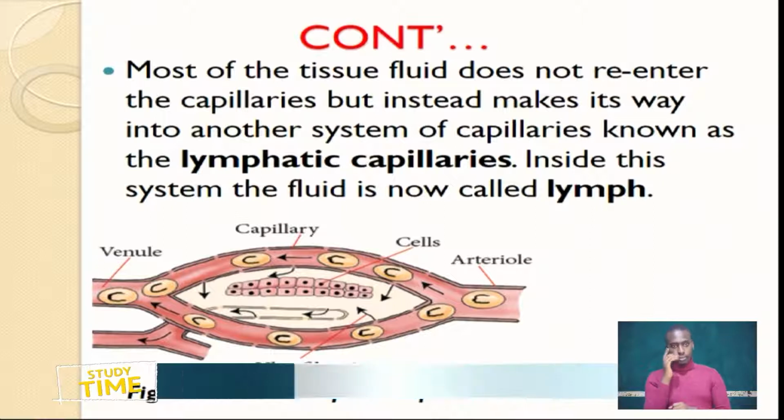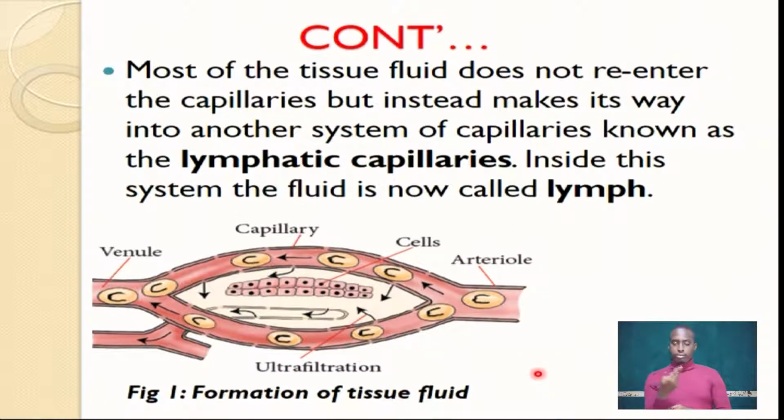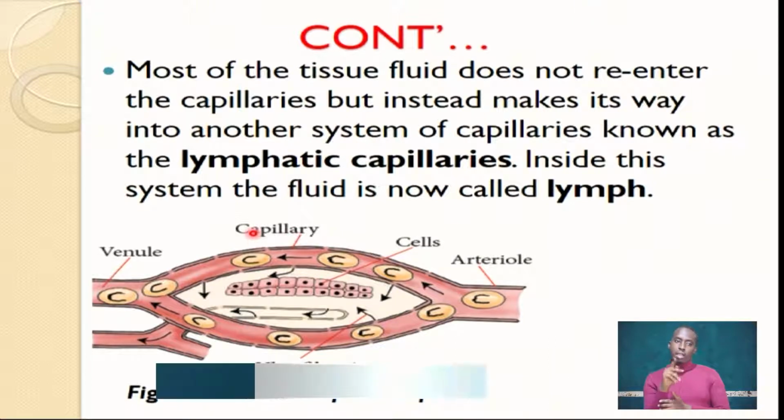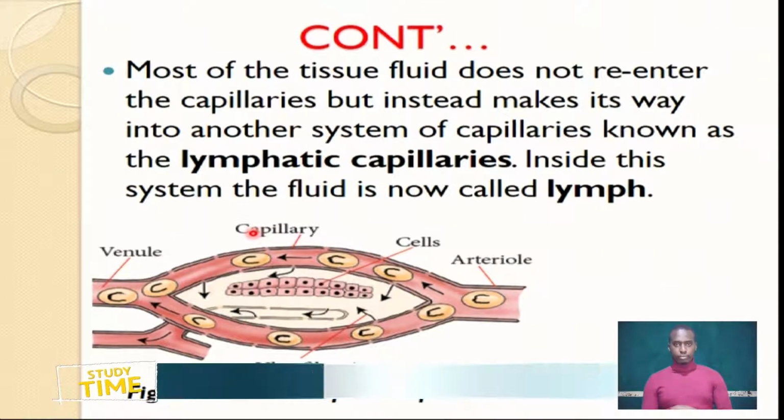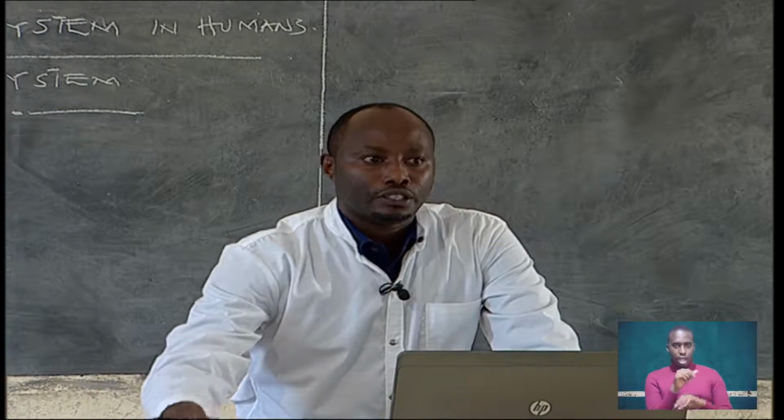Lymph is clear, watery, like plasma, and it normally surrounds the capillaries. We have the diagram. Let us go through the diagram of formation of tissue fluid. As I mentioned here, we have the venular end, the arterial end, and the capillary. We have the cells that are surrounding these capillaries. How is the tissue fluid formed? I want you to understand how the tissue fluid is formed.